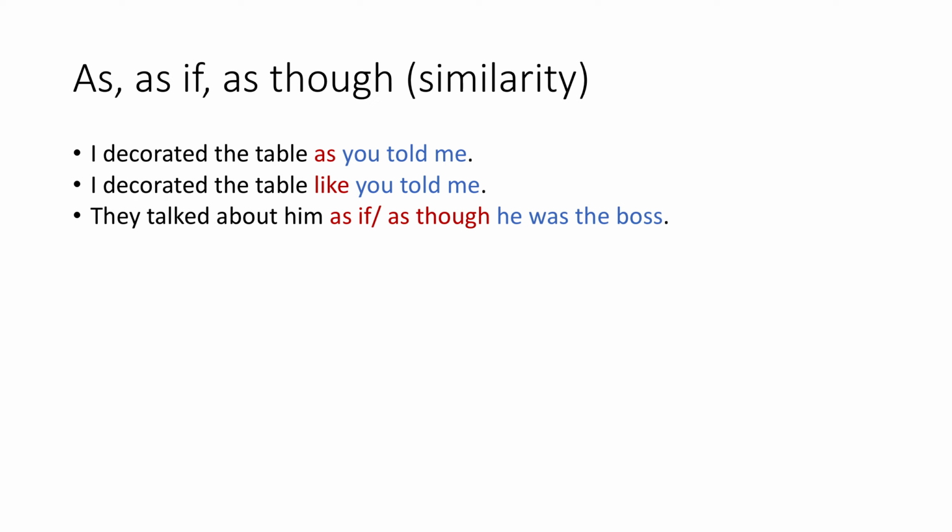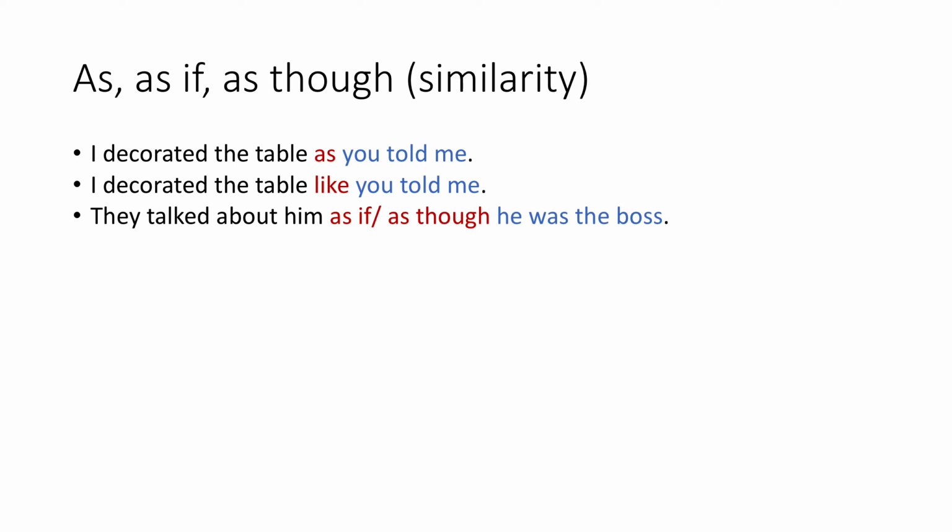And you can emphasize the similarity or the pretending aspect of two actions. So as if and as though are like as and like, but they're a little bit different in that we are talking about two things that are not quite the same, but they pretend to be the same. Like they talked about him as if or as though he was the bus. We know that he is not the bus here.